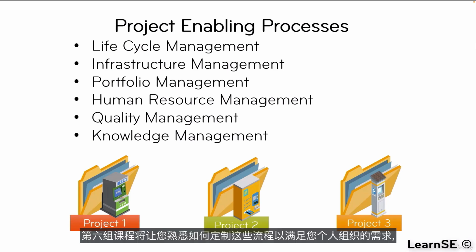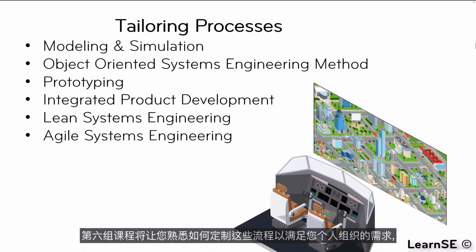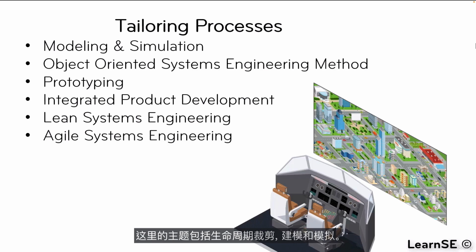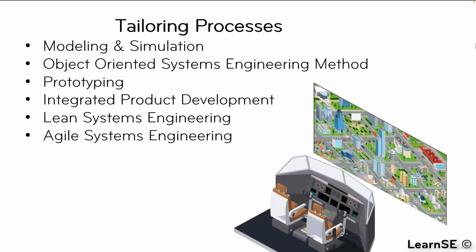The sixth set of lessons familiarize you with how to tailor any of these processes to suit your personal organization's needs and the various tools and techniques that you can use to bring your ideas into reality more efficiently with less risk. Topics here include lifecycle tailoring, modeling and simulation, object-oriented systems engineering and software development, prototyping, integrated product development, lean systems engineering, agile systems engineering, system of systems, and enterprise systems.